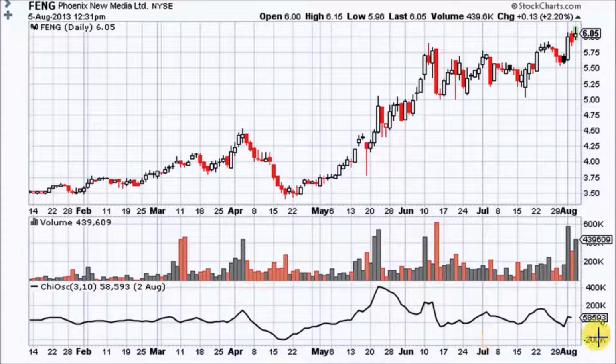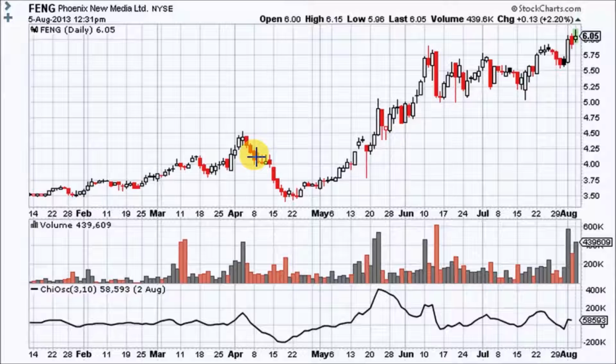with a reading of 58.593. Now it gives signals by crossing up and down through the zero line, which you just barely see, but there's zero right there. So this was a buy signal right about here. Looks like it worked. This was a sell signal, didn't work because it got back above the zero immediately and held it as support. Now right here is a sell signal that did work. CHI-OSC dropped below zero right there on that line, and the stock broke support right here and fell.